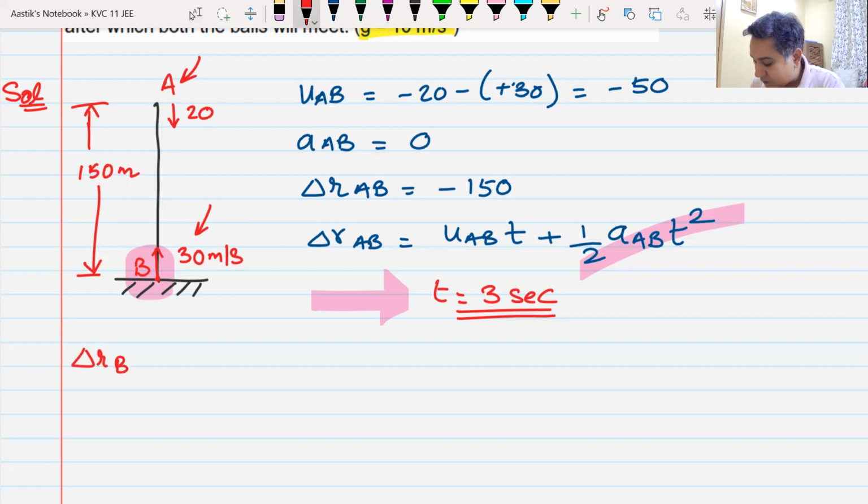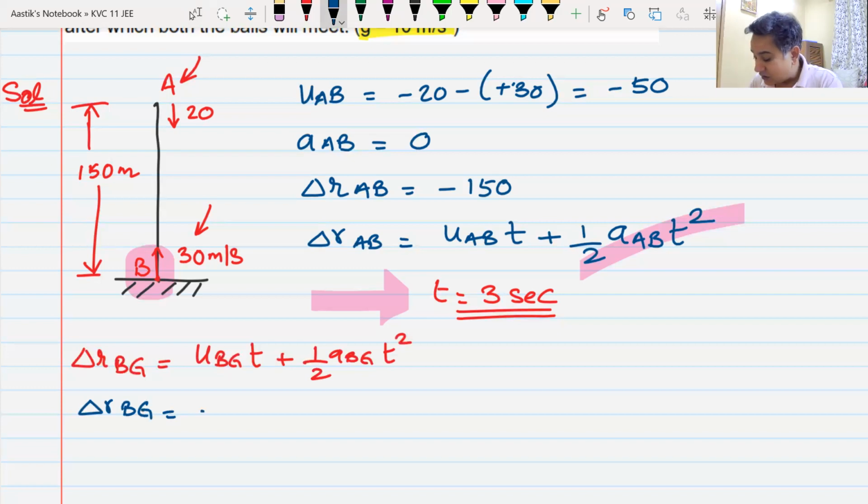Displacement of B with respect to ground will be equal to initial velocity of B with respect to ground into T plus half acceleration of B with respect to ground into T square. In this equation, I have to put the value. So the displacement of ball B with respect to ground, initial velocity of ball B with respect to ground is plus 30. I hope everyone can see this. Plus 30 multiplied by the time taken by the two balls to meet. Time taken by the two balls to meet is 3 seconds.